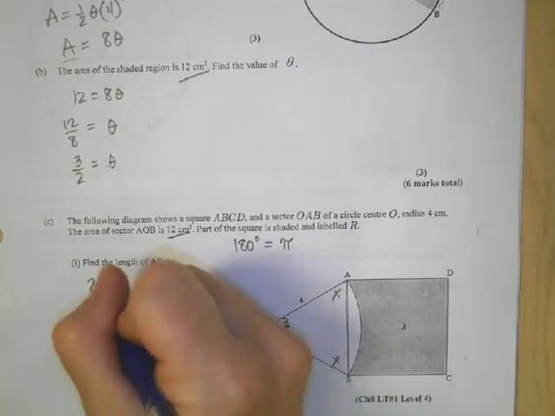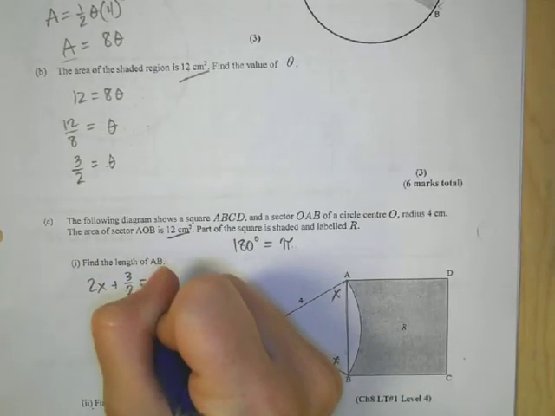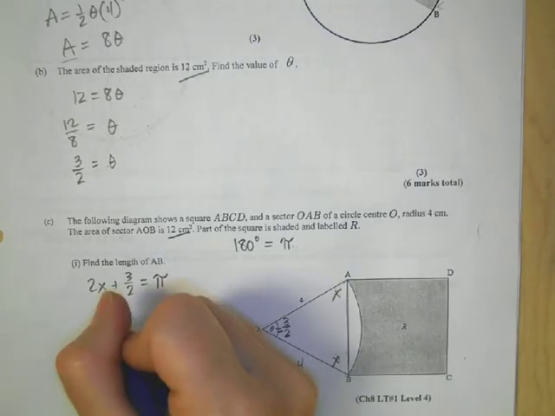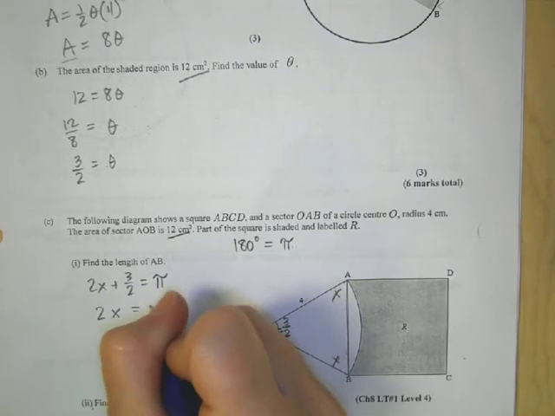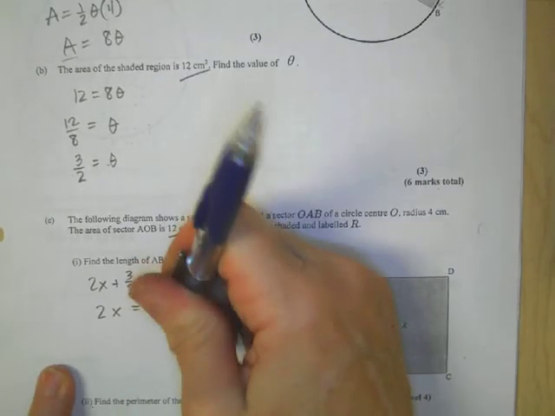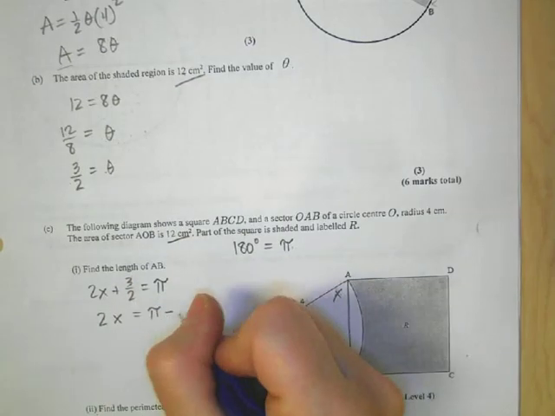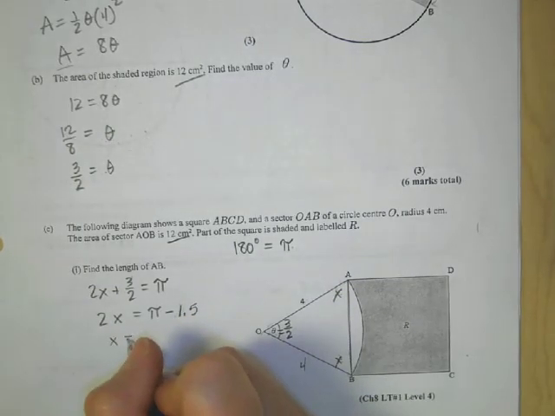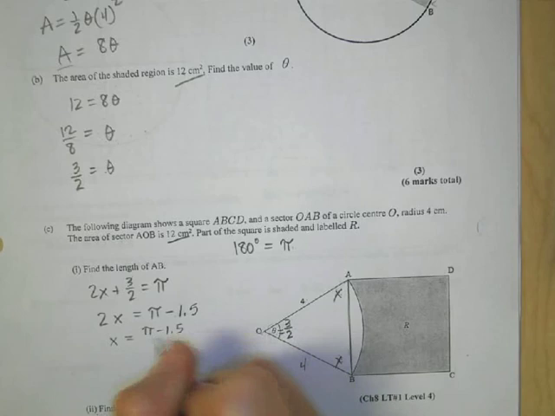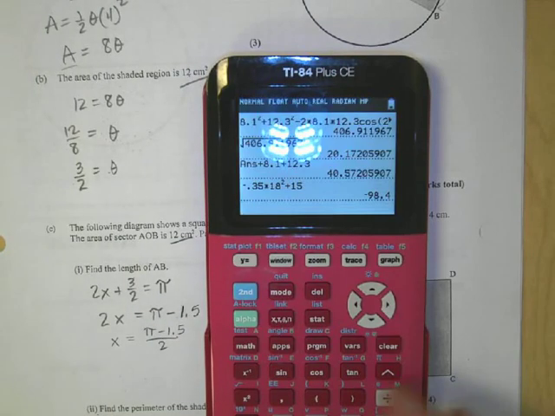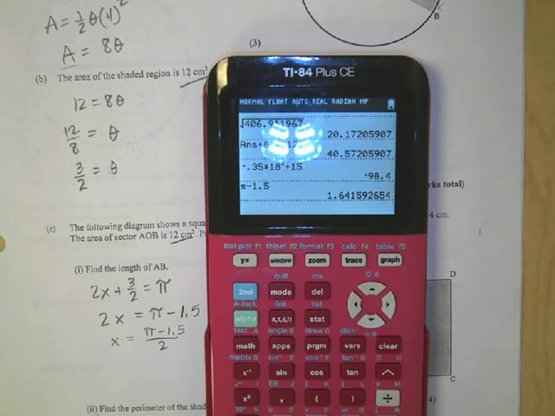So 2x plus 3/2 has to equal pi radians. So I'm going to subtract 3/2, so I have 2x is equal to pi minus 3/2, or I'm going to change that to 1.5 just so it fits better. 3/2 is the same as 1.5. Then to get x by itself, I've got to divide everything by 2. So x is equal to pi minus 1.5 divided by 2. I'm going to do that on my calculator. So I have pi minus 1.5. And then I'm going to take that and divide it by 2.